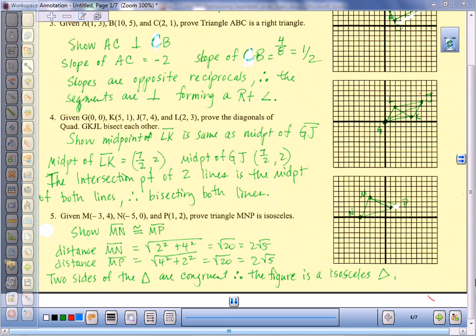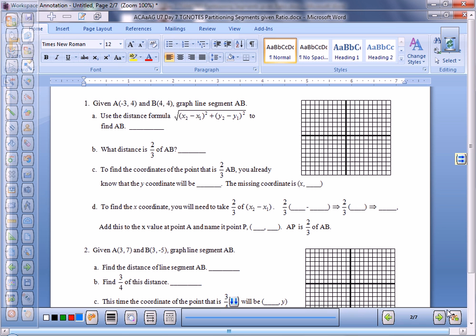Okay. Let's take a look at today's notes. All right, so number 1, we're given points A and B. Point A is the point -3, 4, and B is the point 4, 4. And we're asked to graph the line segment. So let's do that first. Put a point. Whoops, change color. And connect the two.